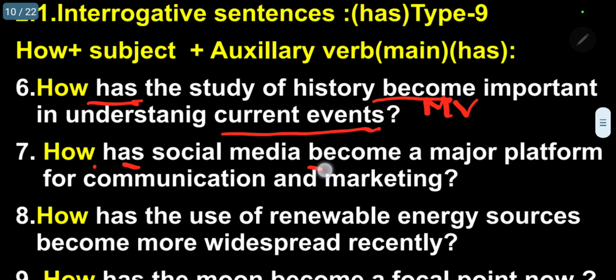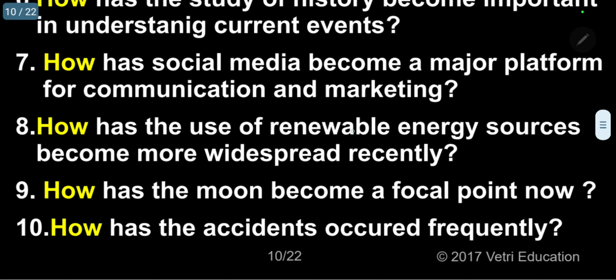How has social media become a major platform for communication and marketing? Become is the main verb, has is the auxiliary verb. How has the use of renewable energy sources become more widespread recently? Become is the main verb, has is the auxiliary.